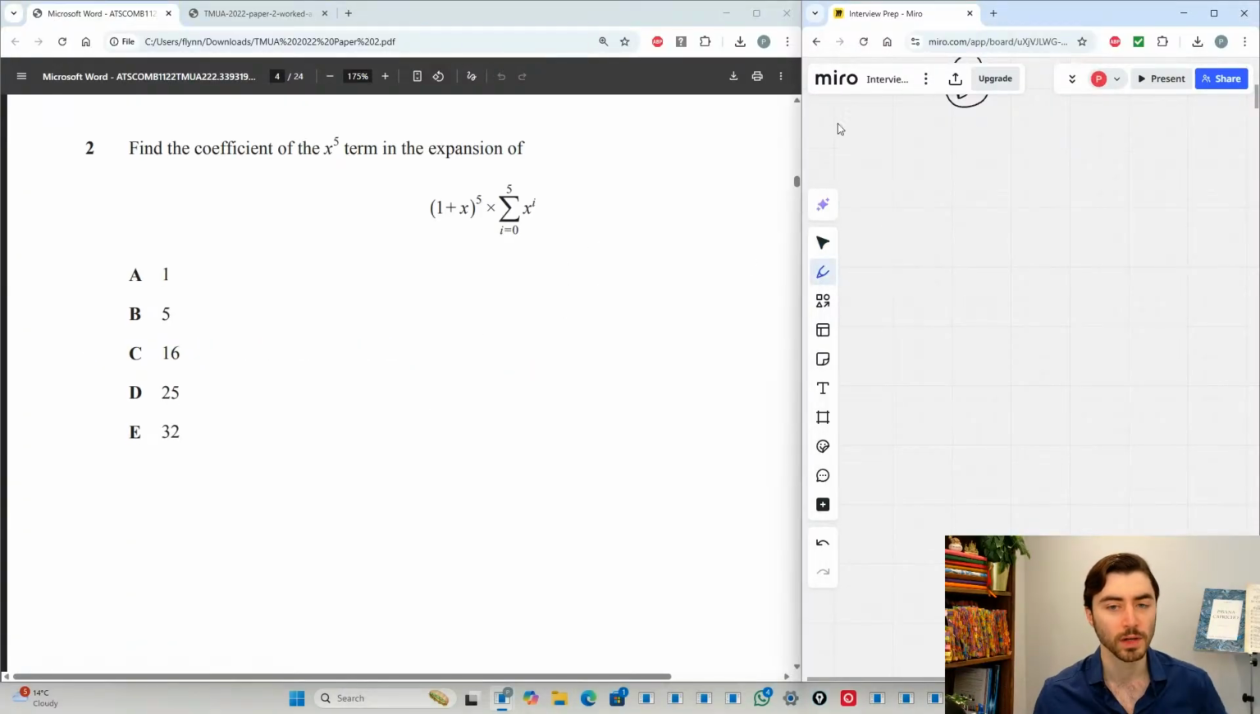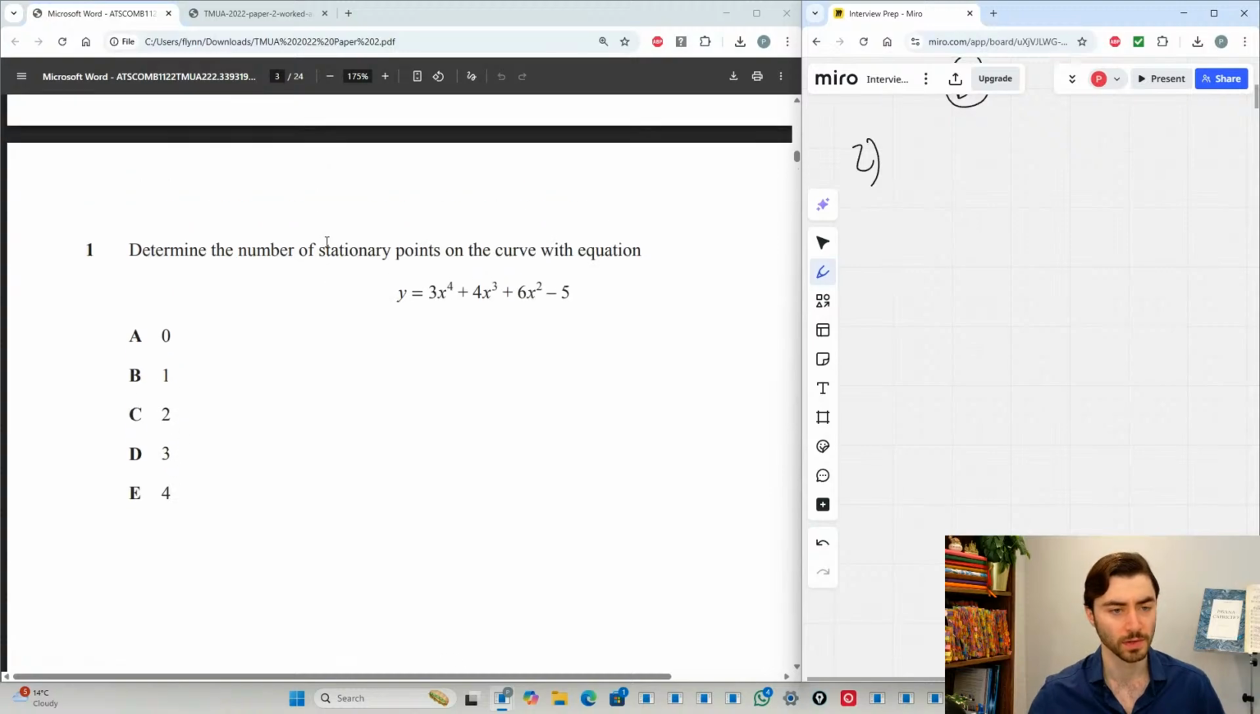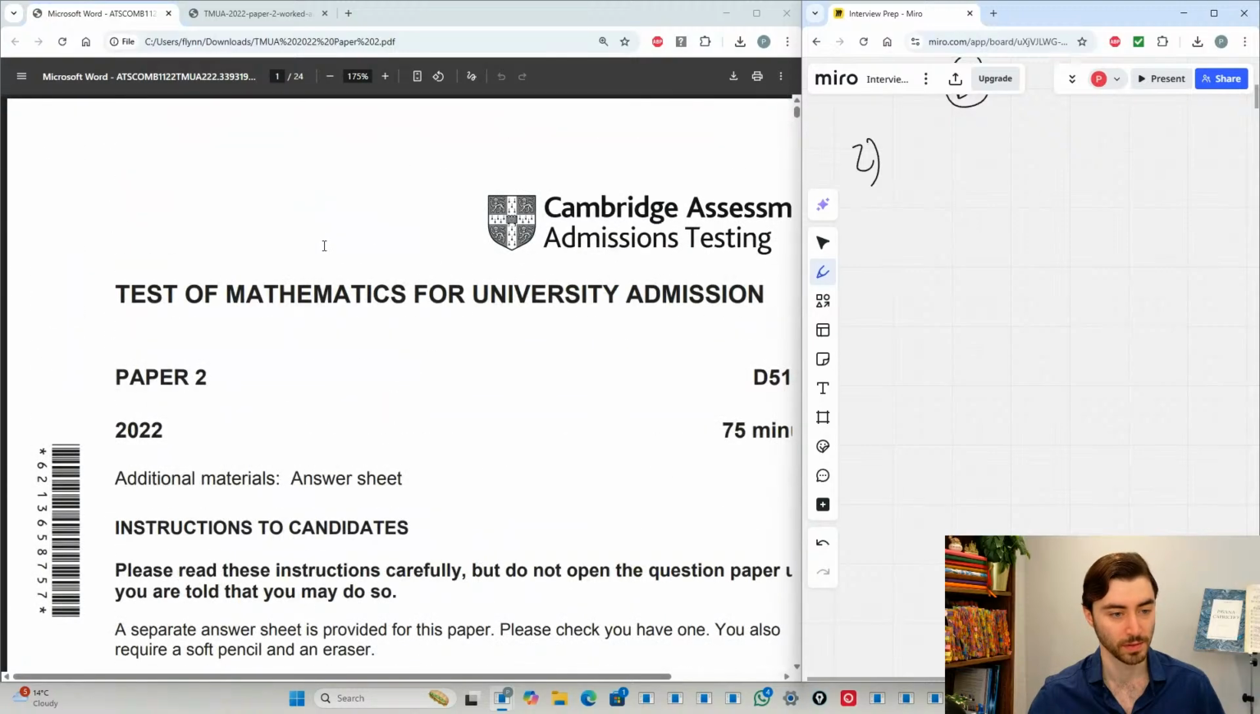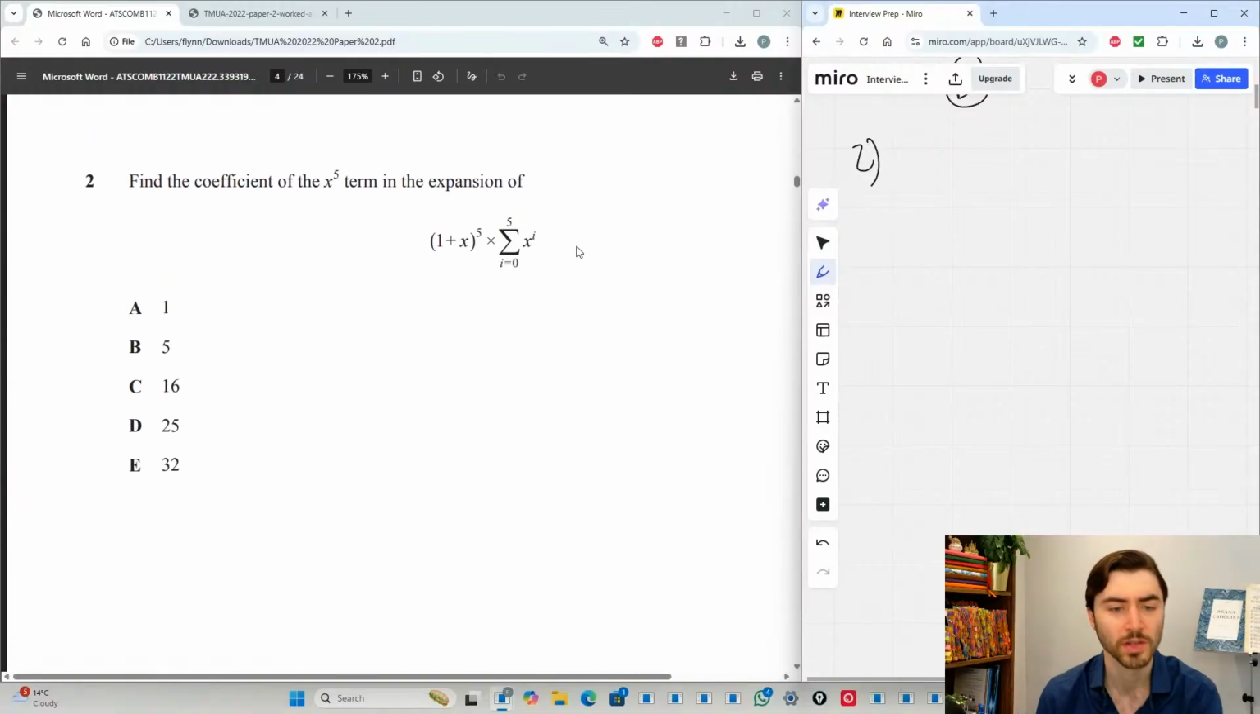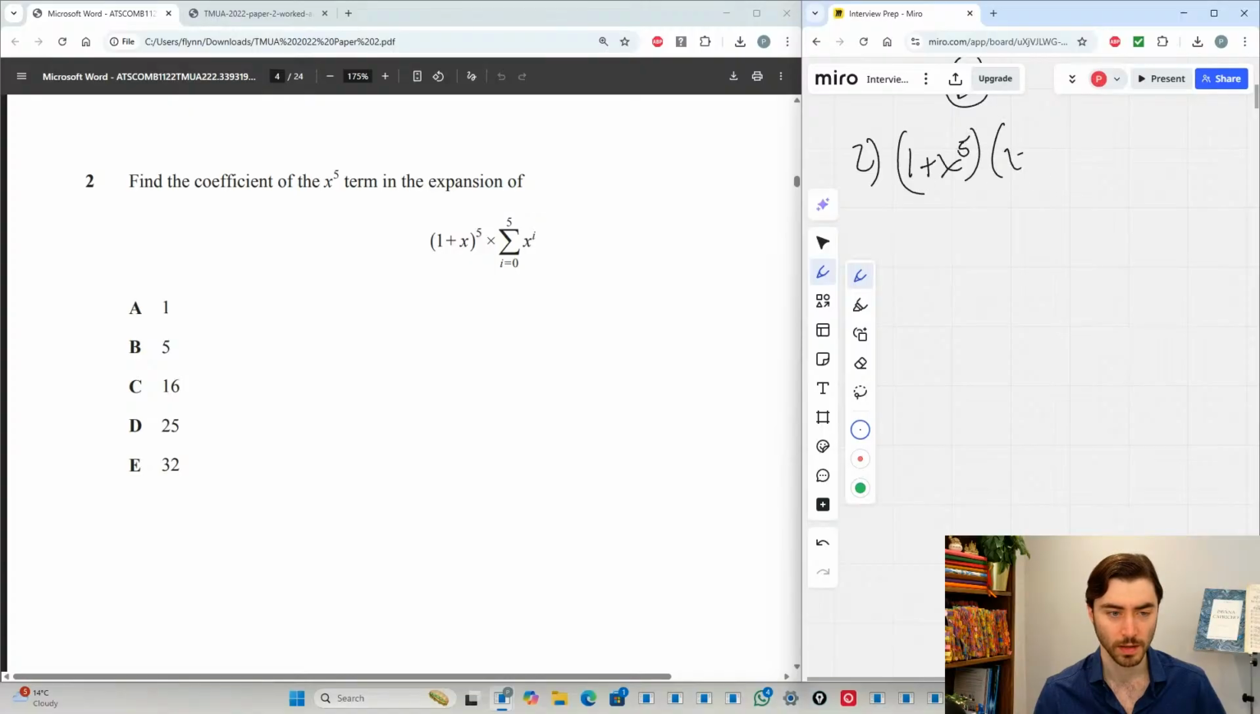Okay, so this one, question 2. Also, I just want to check this actually is paper 2. Yeah, paper 2, good. Expansion of this. Well, what's happening here? So that's 1 plus x to the 5 times the sum of that. So that's 1 plus x to the 5 times 1, and x squared and so on up to x5.